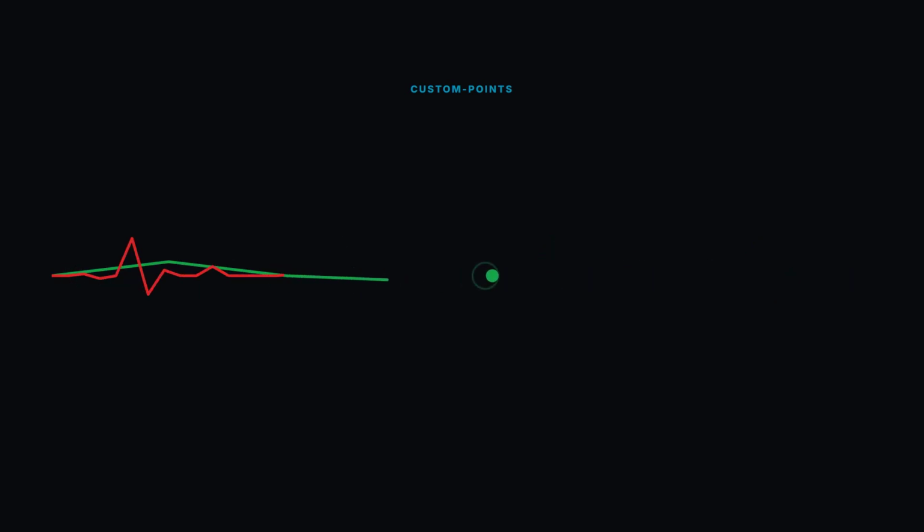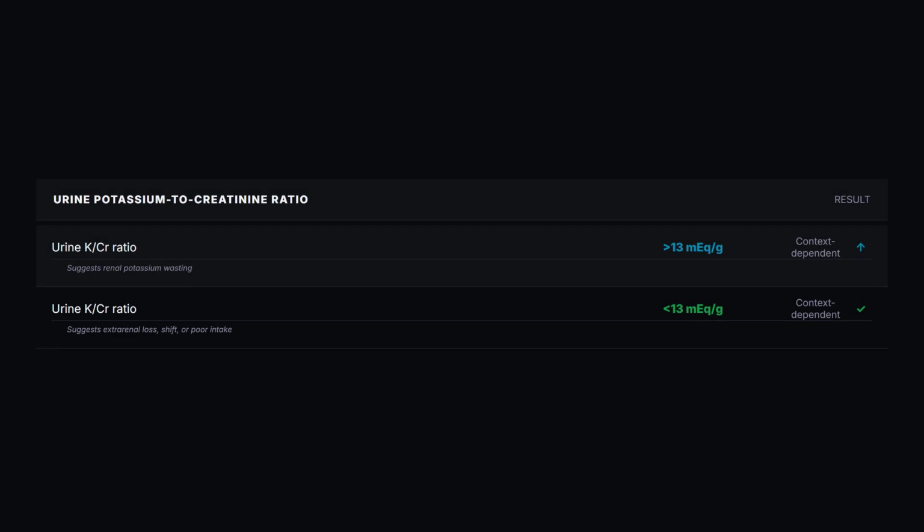Skip the transtubular potassium gradient. It's built on assumptions about medullary urea handling that have since been shown invalid, and it's no longer uniformly recommended. Use the urine potassium to creatinine ratio instead. Above 13 milliequivalents per gram suggests renal potassium wasting. Below that, look extrarenal: GI losses, transcellular shift, or poor intake.